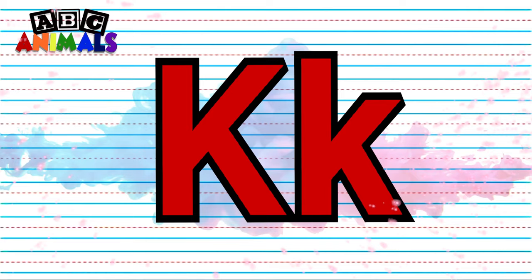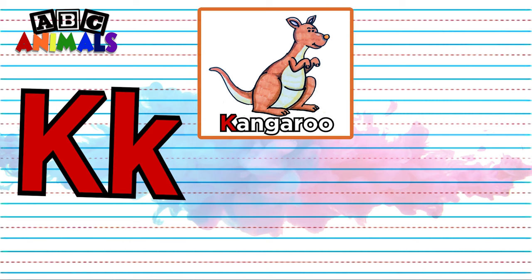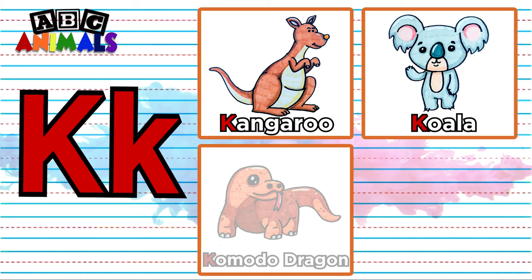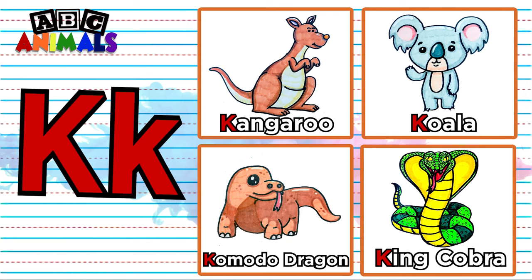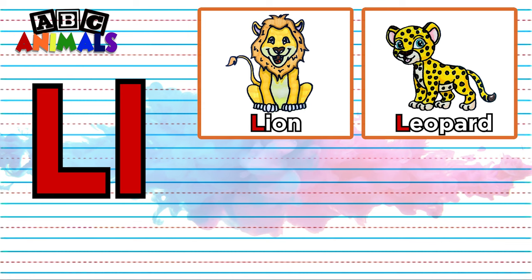K is for kangaroo. Koala. Komodo dragon. King cobra. K. Wow! L is for lion. Leopard. Llama.